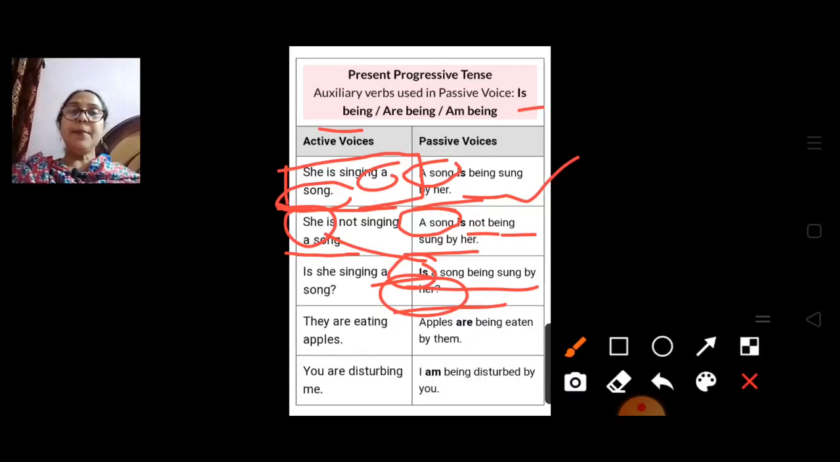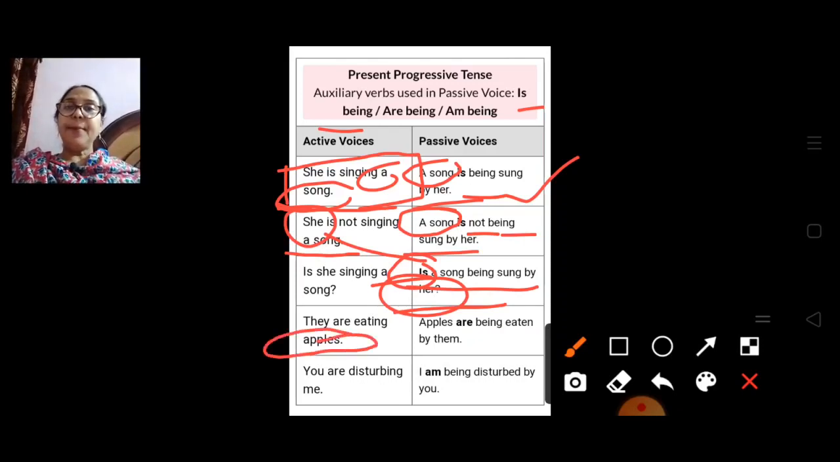They are eating apples. Apples are being, because here you can see apples is the plural form. So apples are. Now here you can see are is used because apples is plural. That is why it has become the subject in passive voice. Apples are being eaten by them. Again they becomes them.